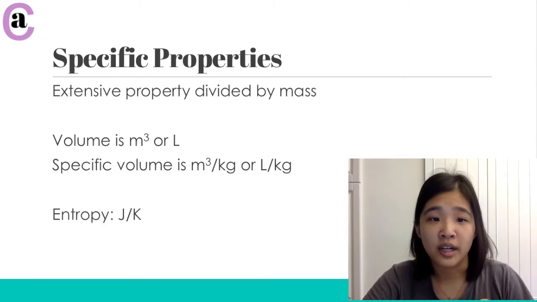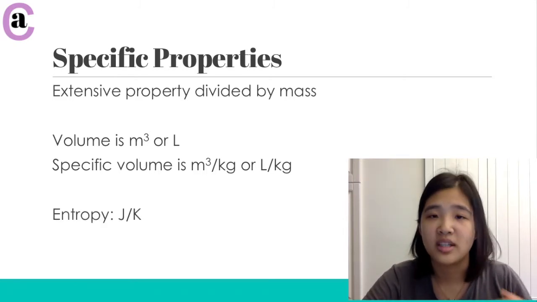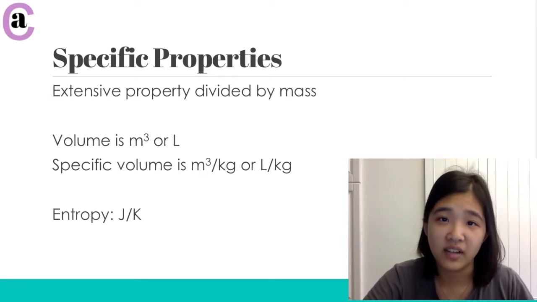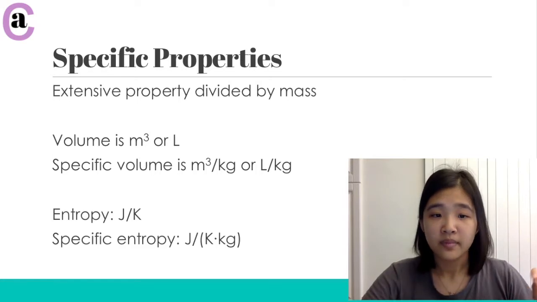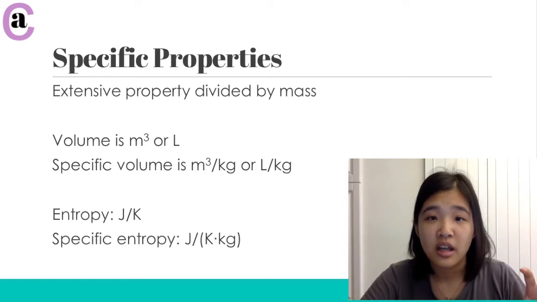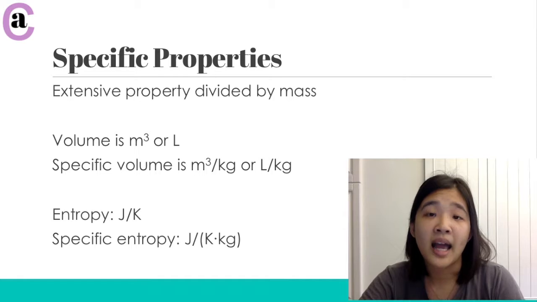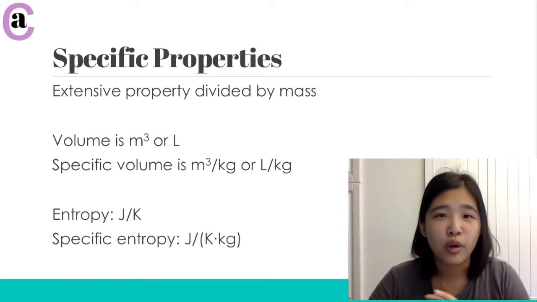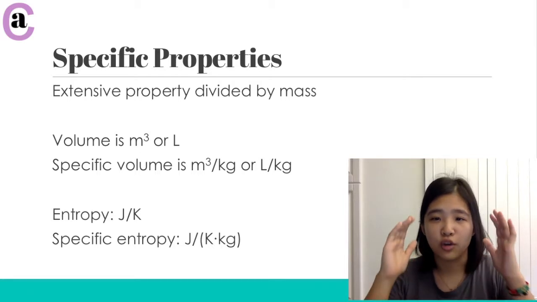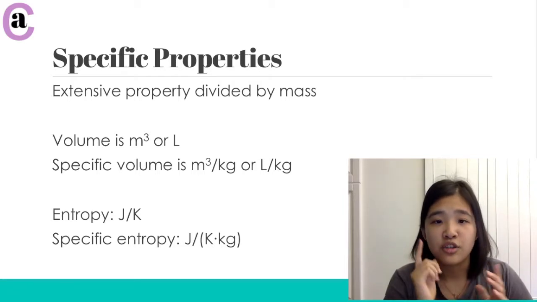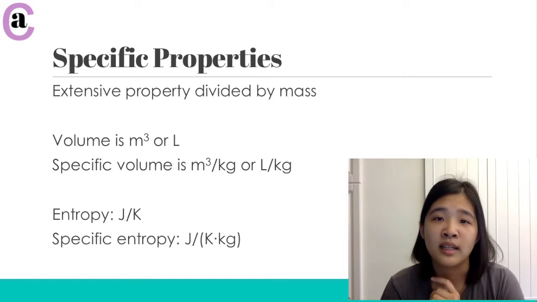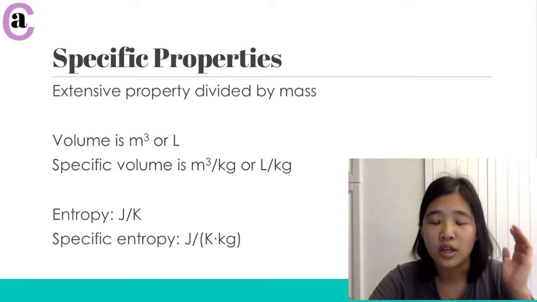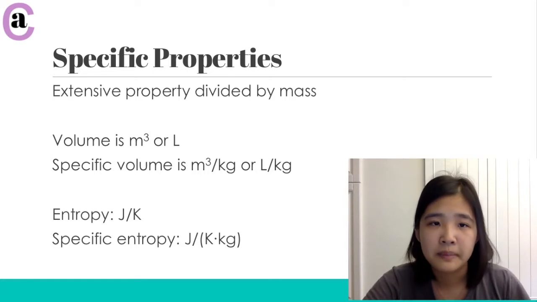And then another example is entropy, which is an extensive property. That's joules, energy, divided by Kelvin, which is temperature. Specific entropy is just those two divided by kilograms again. So you remember when you put those things together, you want to make sure your parentheses are in the right place. Down there I've written joules divided by Kelvin times kilograms. So make sure those units are correct.